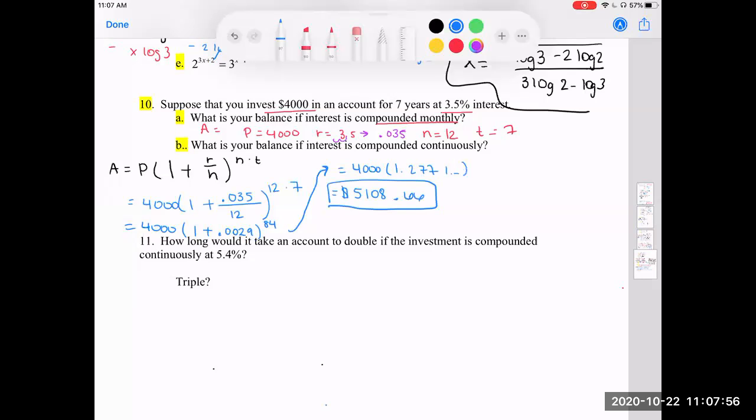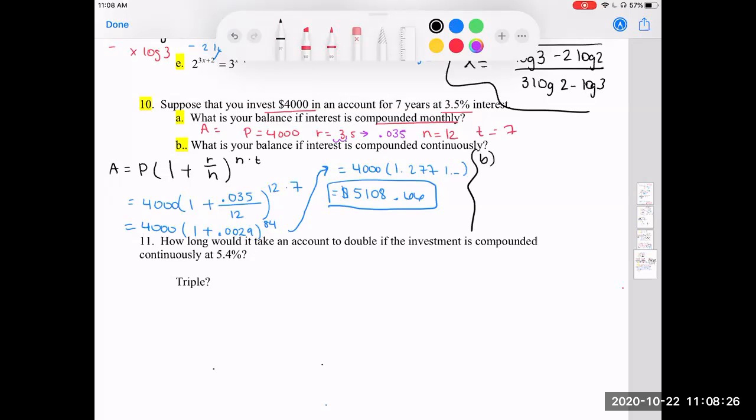So my best advice, whenever you work with something that has a formula, take the time to label what each letter is. A is your answer, what your final amount is. P is your starting amount. R, well, what is R? R is your percent. And what is N? How many times it's compounded? And T, what is T? Time in years.